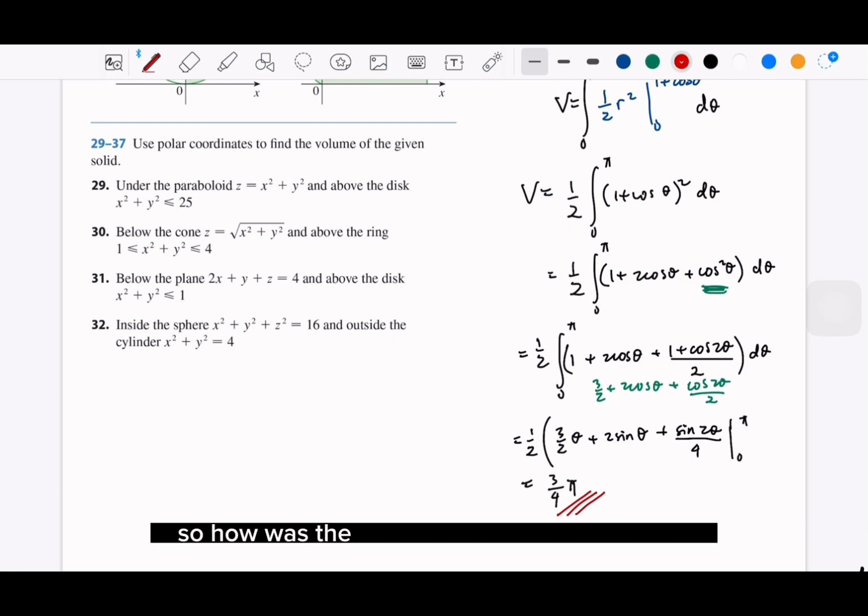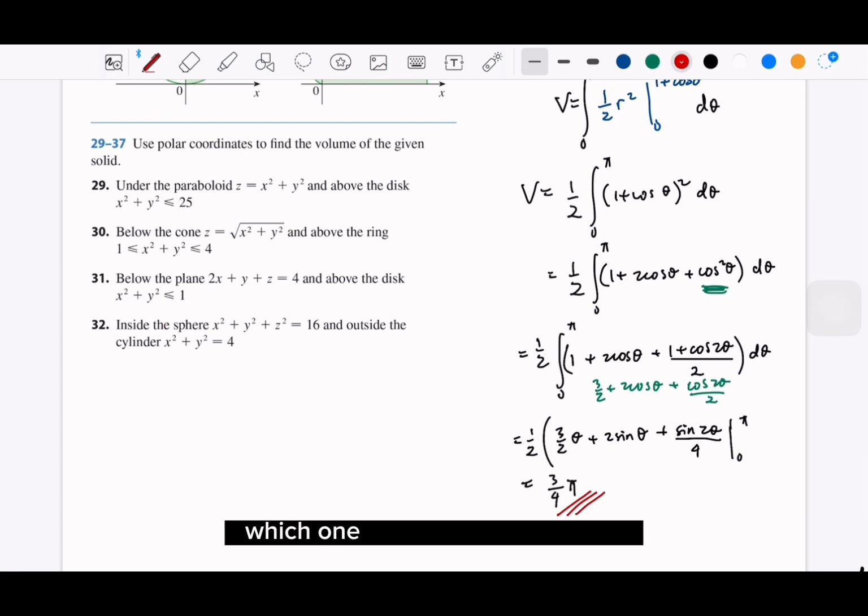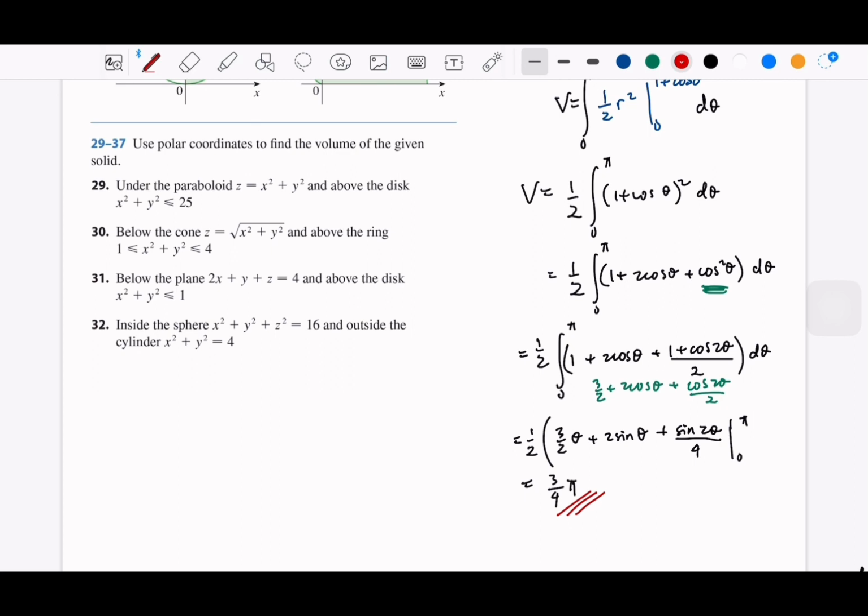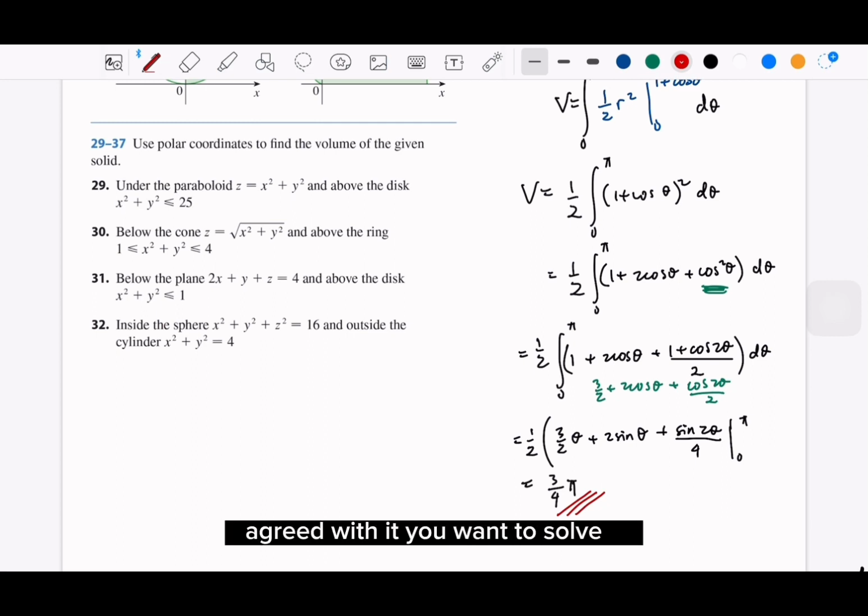So how about these 4 numbers? Which one would you like to solve? Between 29 to 32. 32? Agree, 32? You want to solve 32? Okay, so let's try 32.